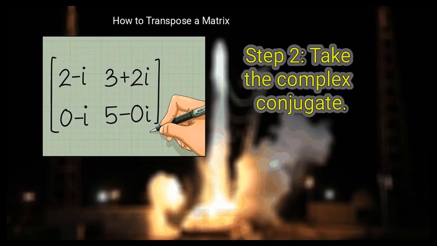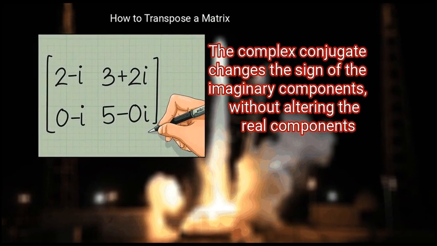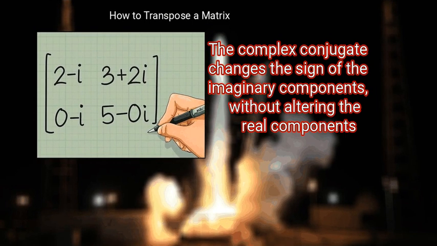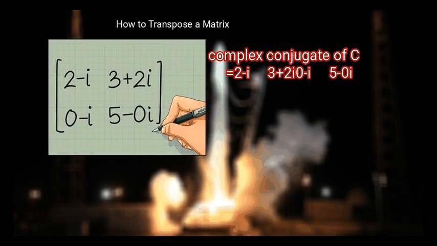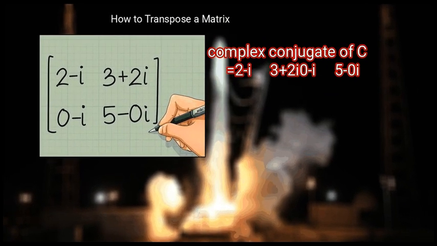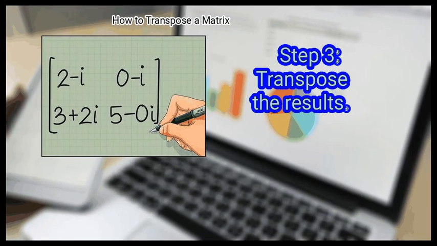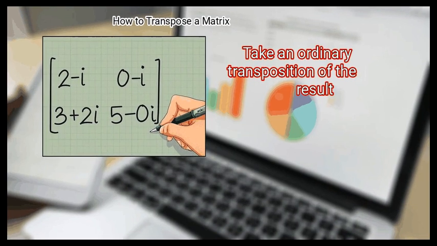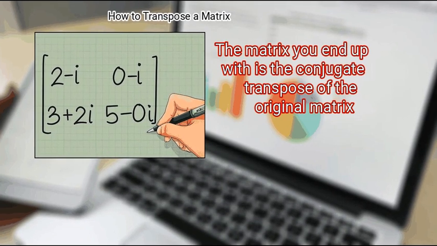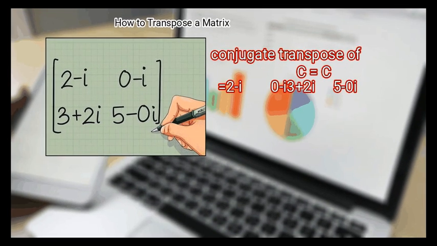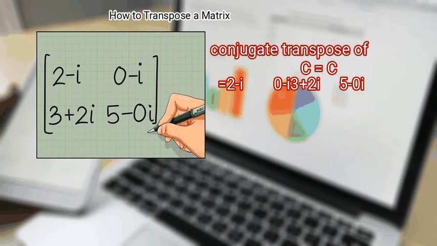Step 2. Take the complex conjugate. The complex conjugate changes the sign of the imaginary components, without altering the real components. Perform this operation for all elements of the matrix. Complex conjugate of C equals 2-i3, 2-i0, -i5, 0-i. Finally, transpose the result. Take an ordinary transposition of the result. The matrix you end up with is the conjugate transpose of the original matrix. Conjugate transpose of C equals 2-i0, -i3, plus 2-i5, 0-i.